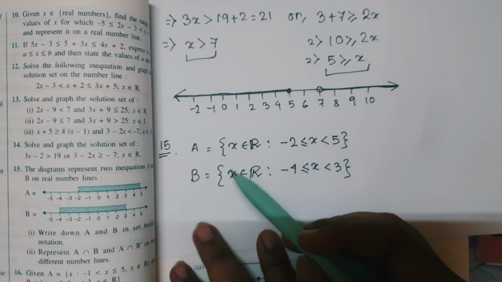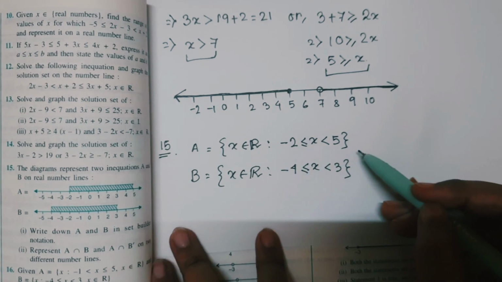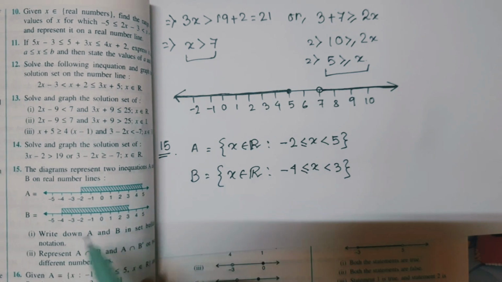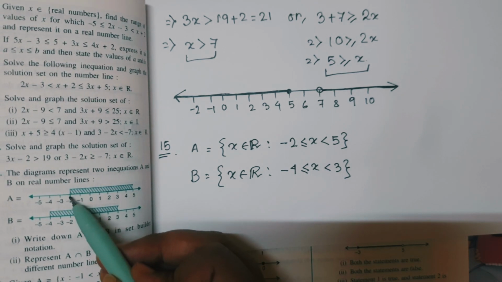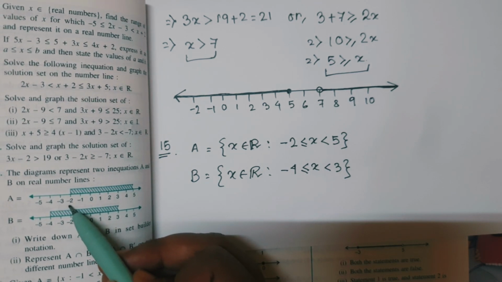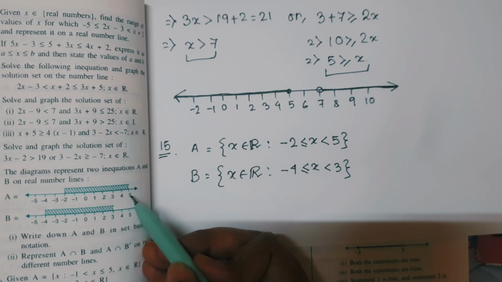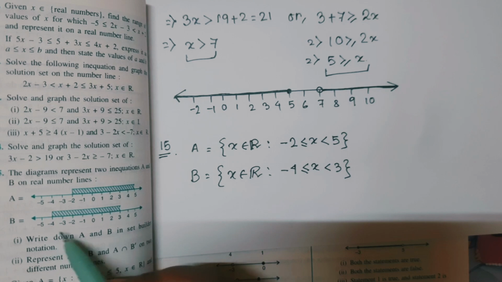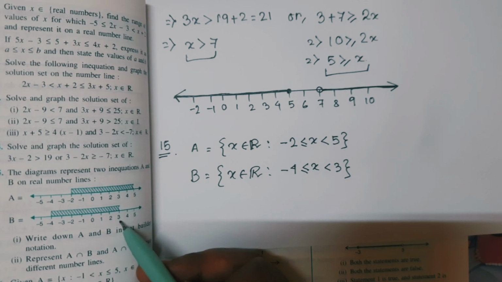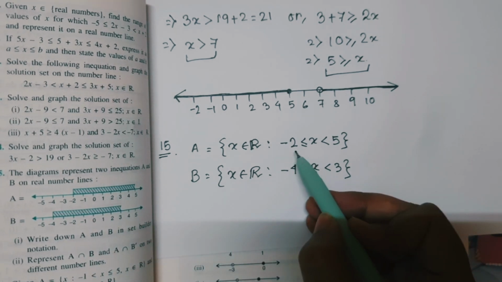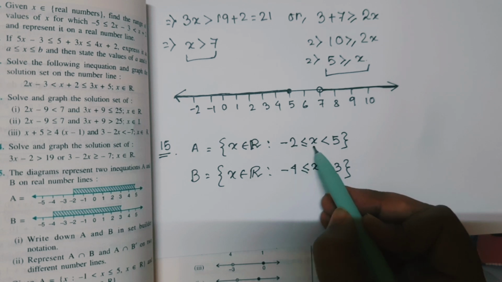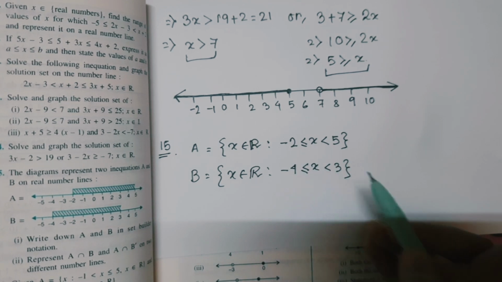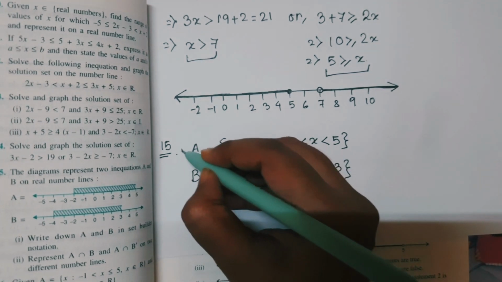Now see, this is the set builder notation. See this picture. Here they are considering x equal to minus 2 point, and they are not considering x equal to 5. And here they are considering x equal to minus 4 but not considering 3. So that's why minus 2 is less than or equal to x less than 5 and minus 4 less than or equal to x less than 3. Now this is the answer of question number 1.